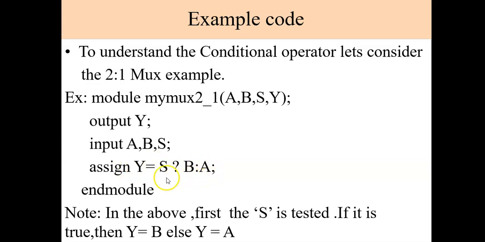What is the meaning of this? When you evaluate this expression S, if it is true, that means if its value is 1, then B is assigned to Y. If its value is false, that is 0, then A is assigned to Y. Very, very important. Again, I repeat, conditional. What is that condition? That is the left hand side of the operator, which is evaluated. If this is true, that means when S is equal to 1, then B is assigned to Y. That means Y is equal to B. Else Y is equal to A. This is known as conditional operator.